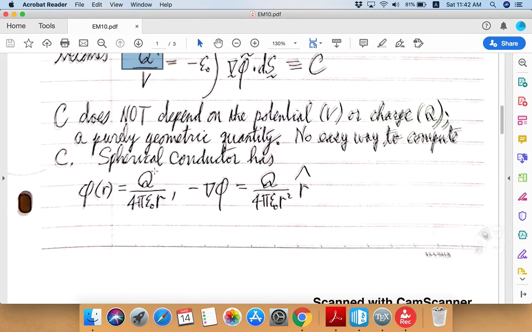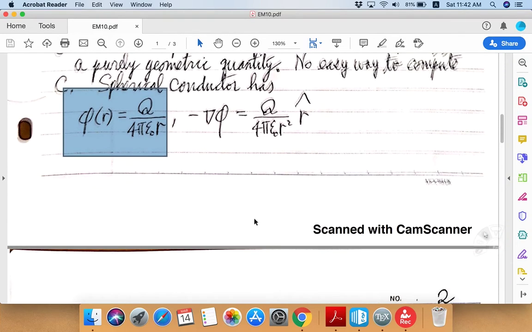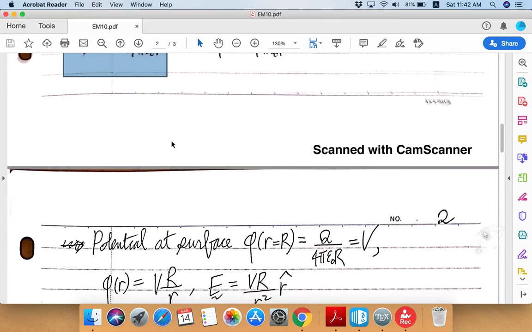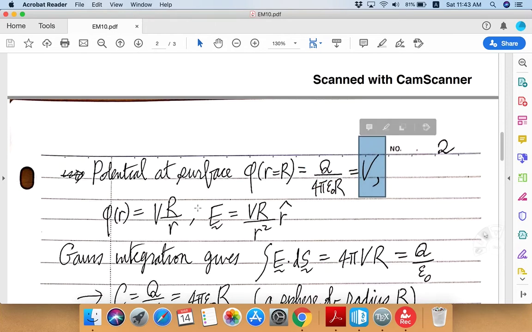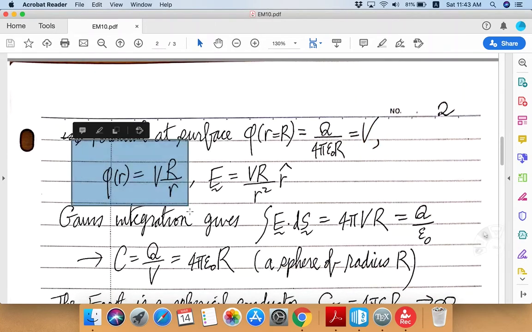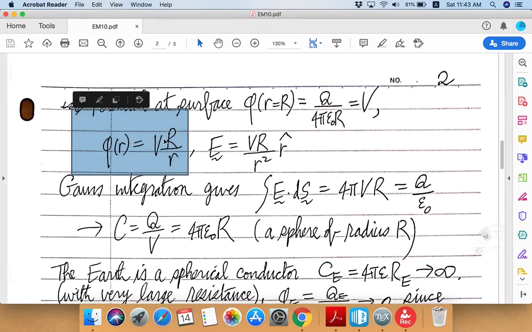Okay, so we're going to try and compute that in the case of a spherical conductor. It's quite easy to compute the capacitance for that case because we know exactly what the potential function is as a function of distance. It's exactly the same as that of a single point charge. From this formula, we can also see that right at the surface of the sphere we have this potential, which is what we used to call the potential V. So another way of writing down the potential of a spherical conductor is in this way: the surface potential V multiplied by the radius of the sphere divided by the distance.